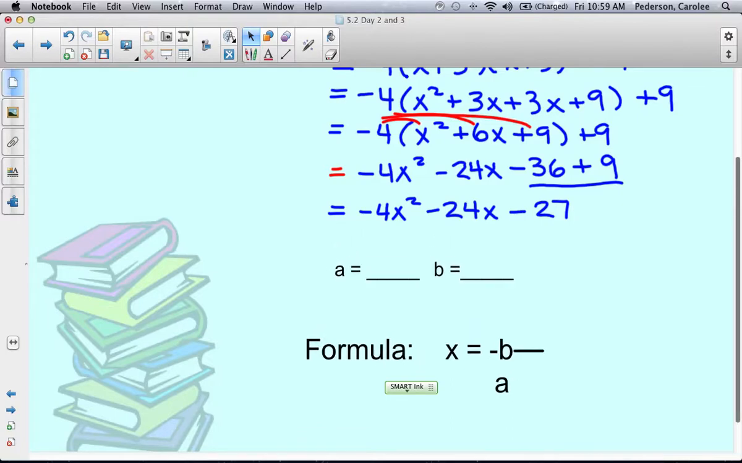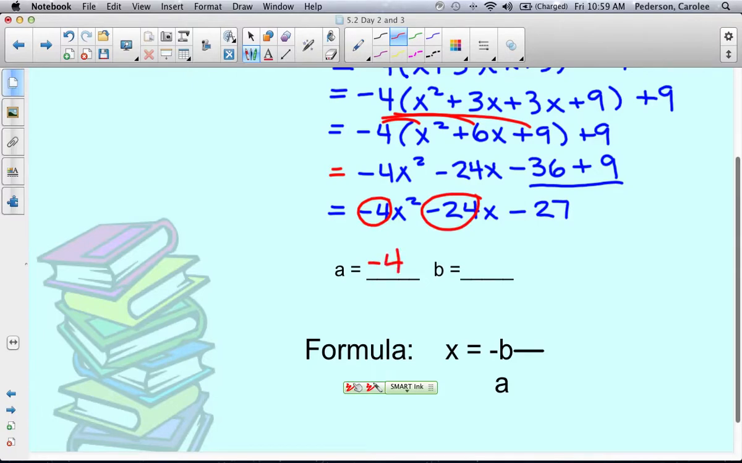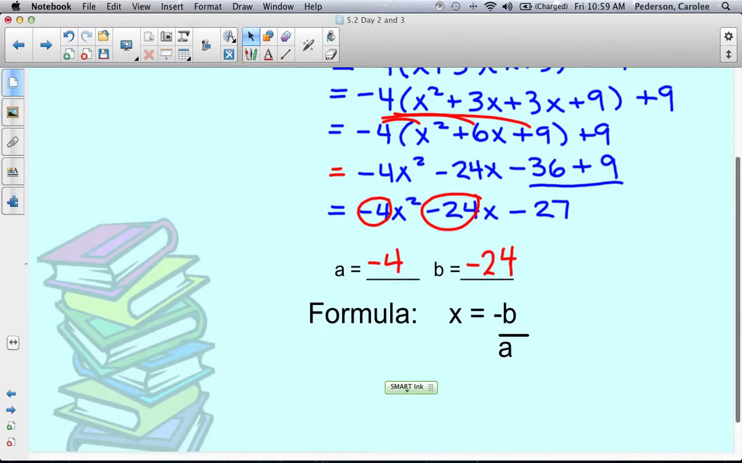So let's identify the 2 pieces that we need to use the formula. The negative 4 and then negative 24. So our A is negative 4. Our B is negative 24. I just noticed that formula, I copied it from the last slide too, so it should say negative b over 2a. All right, so let's plug the b and the a into the formula.